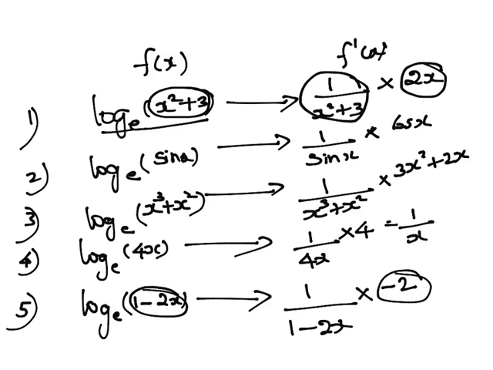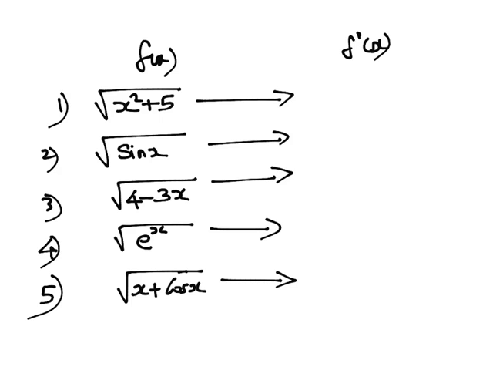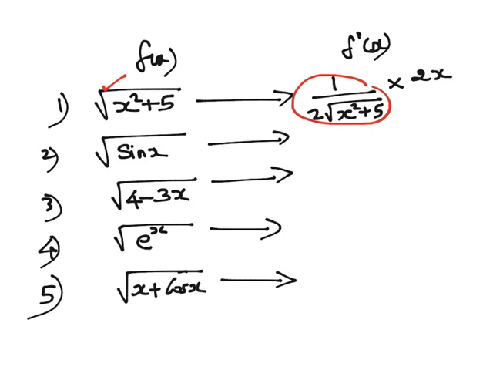So I hope you understood how to find the derivatives using chain rule if it involves logarithm. Very simple. Okay, now let us look at these functions, 5 functions involving square root. We know that derivative of root x is 1 by 2 root x. So derivative of the first function is nothing but 1 by 2 root of x squared plus 5 multiplied with 2x. Okay, now how did I get this? Very simple. This root gives me this 1 by 2 root this, and this 2x I got it from this x squared plus 5.